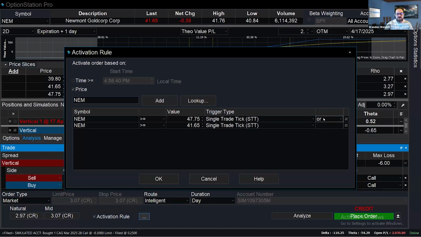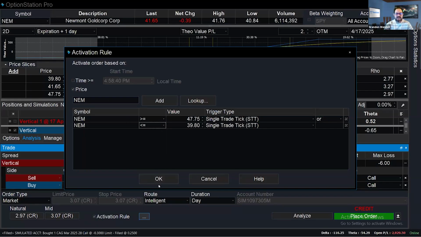and this is a key thing, you got to make sure you do or. If you do not do or, it will let you put in the order with an and, but price can never be in both places at the same time, just like you can't be in two places at the same time. So instead, I'll do this. If the Newmont price goes to 47.75, or if it drops below 39.80, I can do less than or equal to.